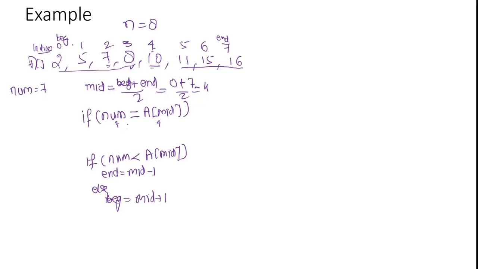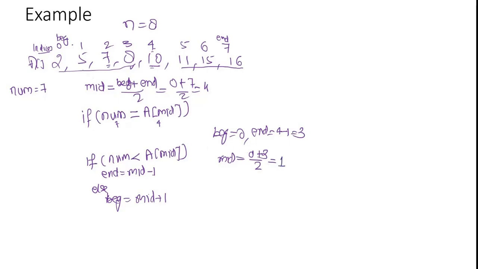So for now, the number is not equal, so here we will check whether number is less than A of mid. So what will happen? Beginning will remain at 0 and end will become mid minus 1, that is, mid is 4, so 4 minus 1 is equal to 3. Now again we will find the new mid. So mid is equal to beginning plus end divided by 2. Here we have to do the integer division. So it will not come to 1.5, rather it will come to 1. Integer part we have to consider.